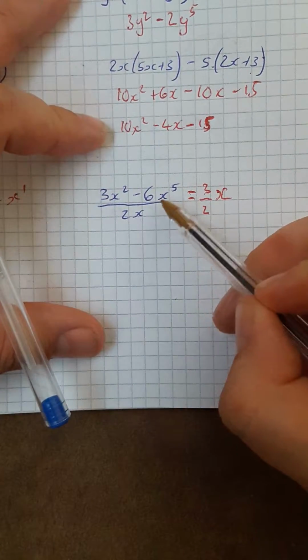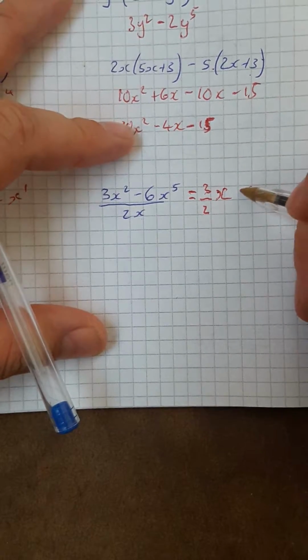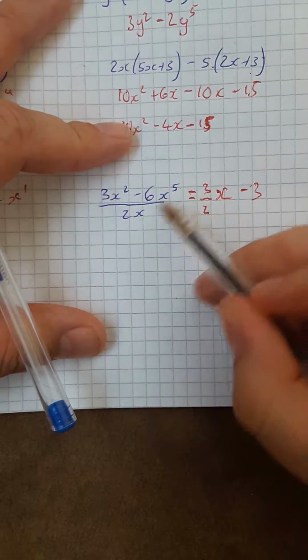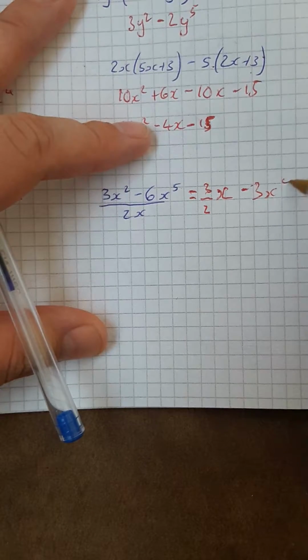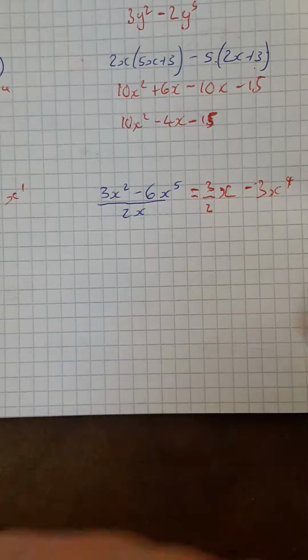Then literally minus 6x to the 5 divided by 2x. Well, you know minus 6 divided by 2 is minus 3. X to the 5 divided by x is just x to the 4. You don't have to do anything special with that. You can absolutely leave it as it currently is.